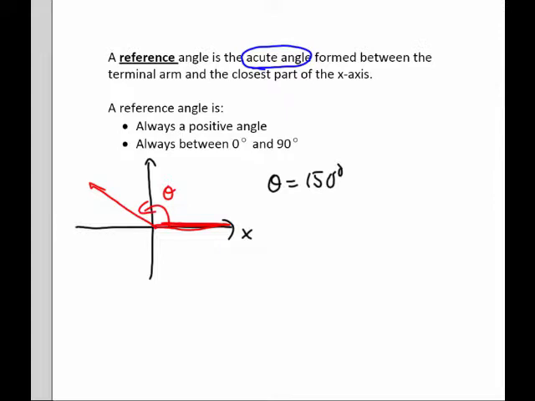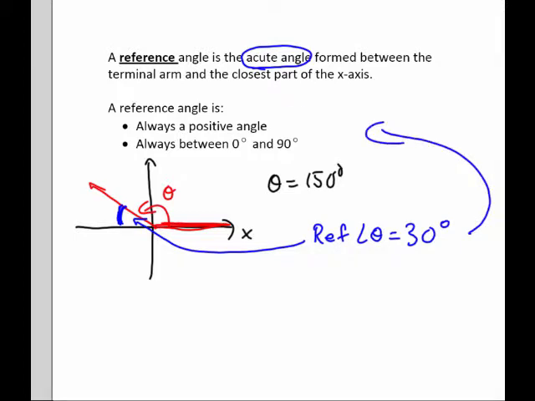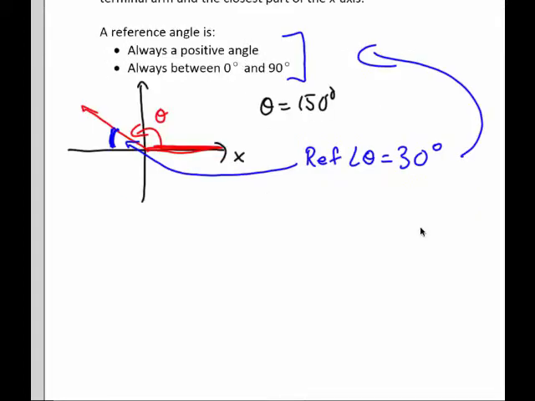So in this case, this angle in here, that would be called the reference angle. And because it's 150 degrees to the terminal arm, this little bit we can calculate to be 30. So we would say the reference angle of theta is 30 degrees. The reference angle is always a positive measure between 0 and 90 degrees.